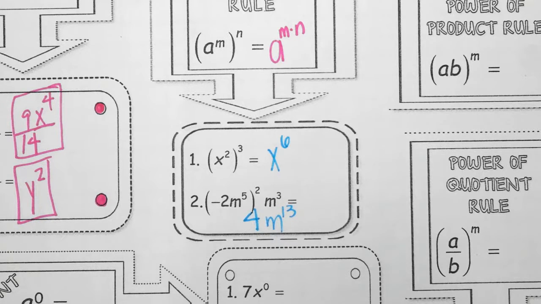Okay, gotcha. I have a question for you. When you have negative 2 squared, does it matter if you say negative 2 to the second? You're supposed to say negative 2 squared. It doesn't really matter, but you're supposed to say squared. And when it's 3, you say cubed.